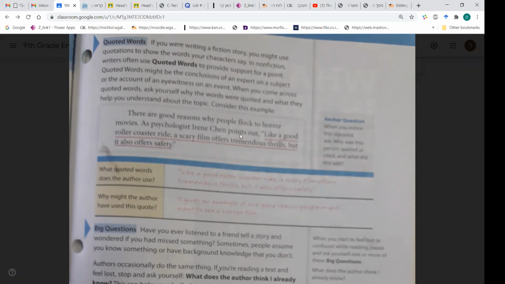As psychologist Irene Chen points out, like a good roller coaster ride, a scary film offers tremendous thrills, but it also offers safety. Okay, why does the writer make a quote here? What's the purpose of the quote? Don't read what it says down below. What's the purpose of bringing a quote?